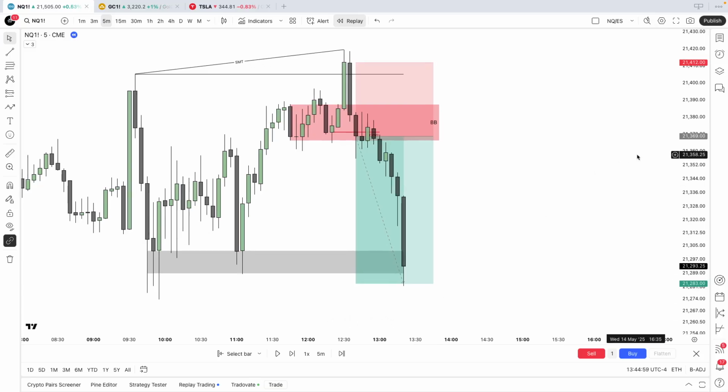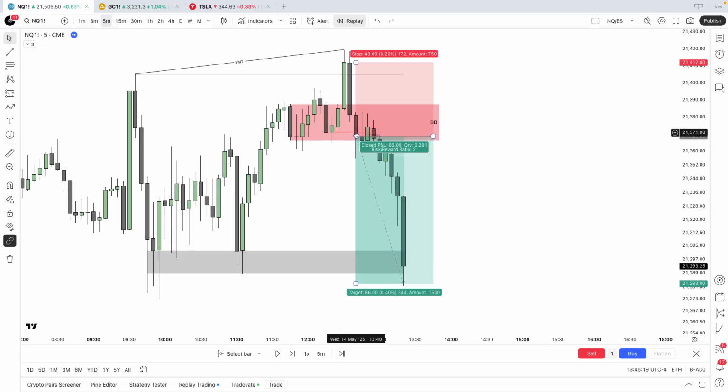So just to reiterate once again, what did we see happen? Well, we saw SMT form on the hourly between NASDAQ and ES. We also saw a sweep of a previous candle body high on the hourly time frame. So we saw this 12 o'clock sweep this 11 o'clock as well as this 9 o'clock high and form a bearish change in state of delivery.